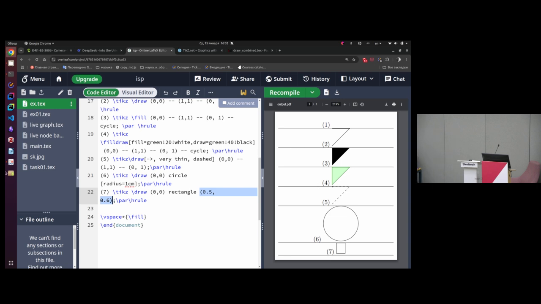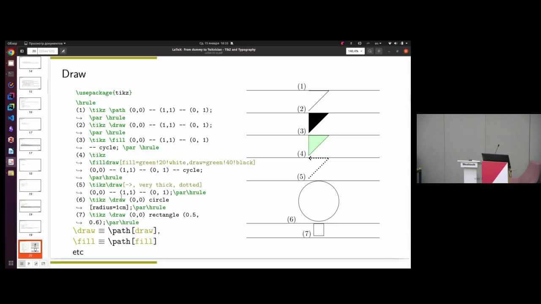Okay. Let's go back to the presentation. No, the second to last. Okay. Should I make it full screen? Control L probably. No.